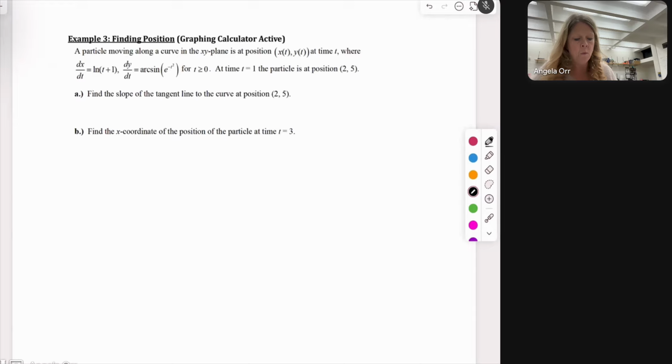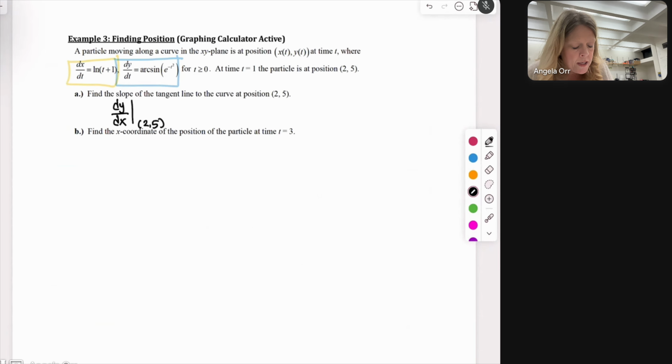All right, so we are told that we have a value of dx/dt, which is ln of t plus 1. We also know that dy/dt is defined by arcsine of e to the negative t squared. And so we want to find the slope of our tangent line. So we're looking for the value of dy/dx at the position (2, 5).